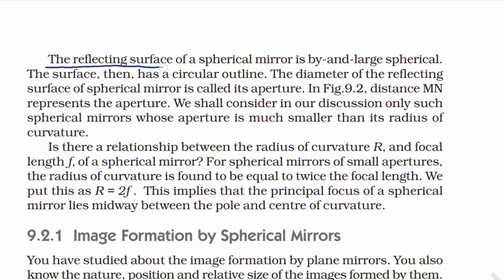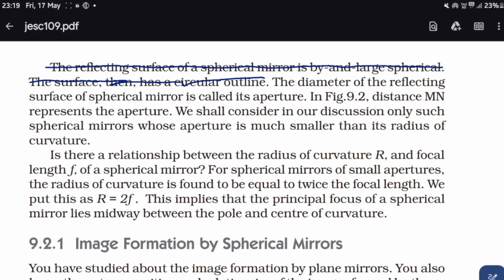The reflecting surface of a spherical mirror is by and large spherical. Sometimes the reflection will be more, sometimes less, but converging and diverging is very important in mirrors. The surface then has a circular outline.